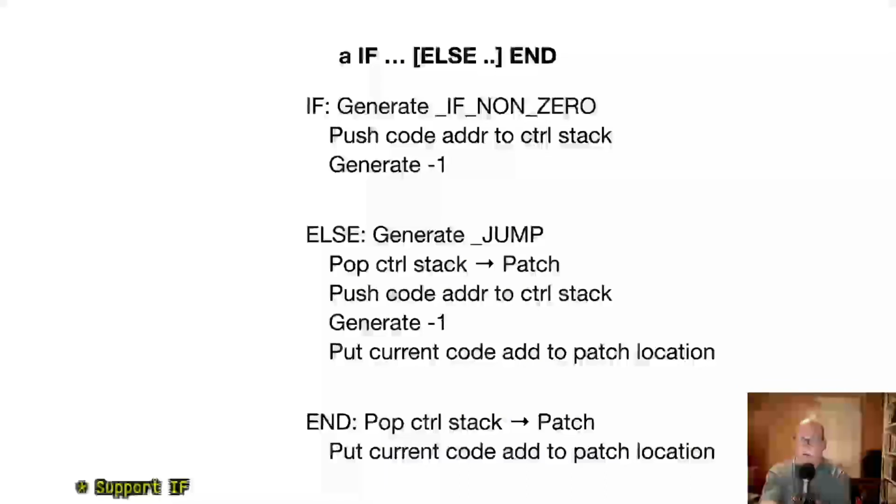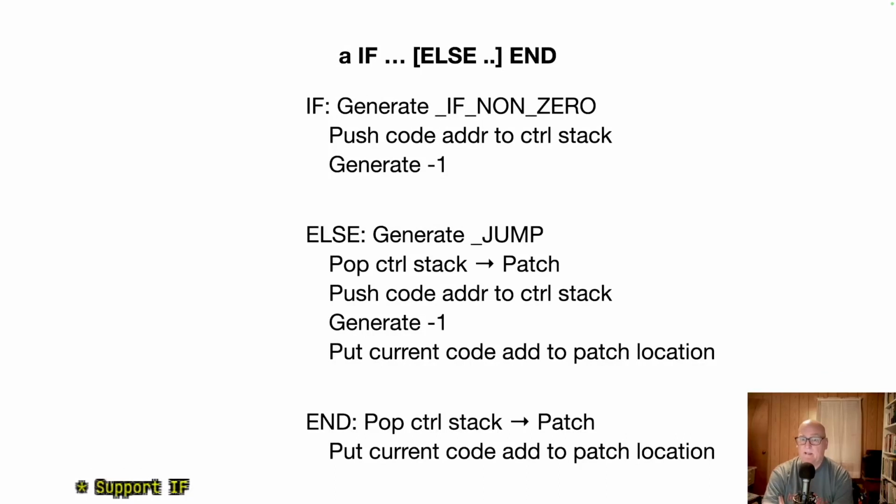Now, this code address is going to be the address of the if non-zero, the cell in the secondary that points to if non-zero. So we can go back to that. Well, the cell after it is going to be the address. And we're just putting a -1 in there for now. Okay, so let's skip down to end because you don't have to have an else. So when you get to the end statement, you've got a bunch of other statements, and then you're going to say pop the control stack into a variable I'm calling patch.